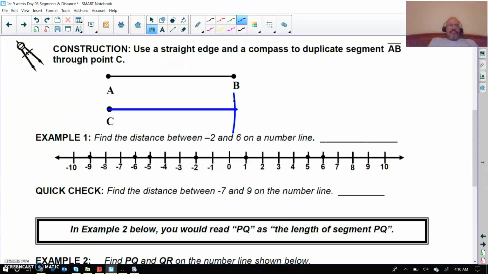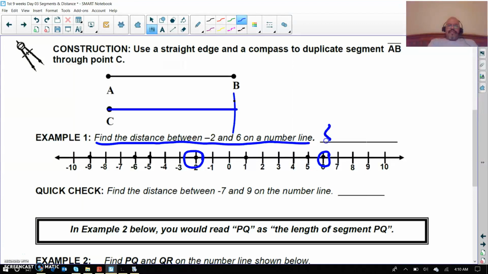So now for segment addition, let's find the distance between points -2 and 6. -2 is right here, 6 is right here. We can do this one of two ways. We can count the number of hashes between -2 and 6. We start at 0 where we have -2, and we count 1, 2, 3, 4, 5, 6, 7, 8. So that's 8 units.